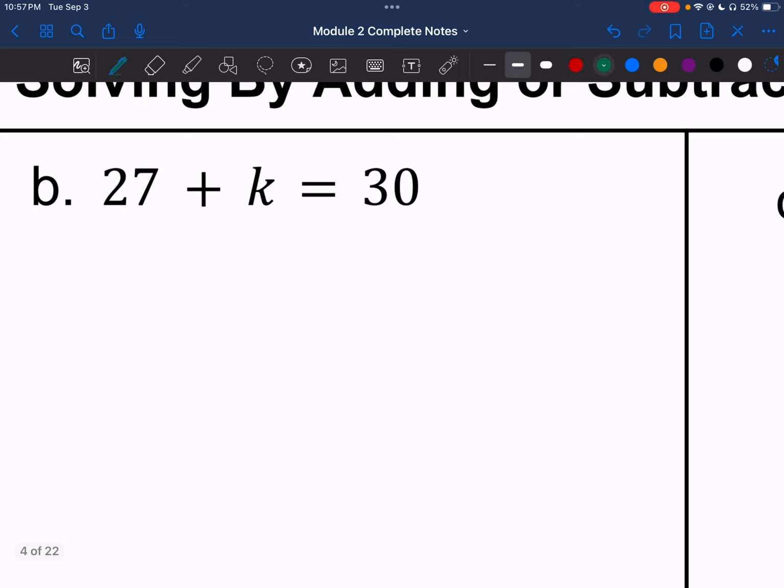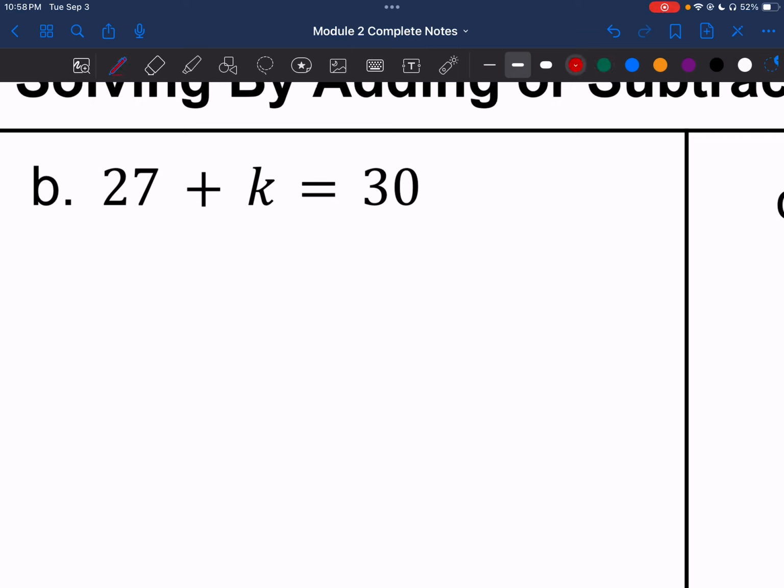Letter B is 27 plus K equals 30. Now, on this one, we have our coefficient out in front of the variable. And it's important to notice, whenever we have a coefficient, we always want to look at what's in front of it. In this case, there is no number in front of it. There's no sign in front of it. So we know that this is positive.